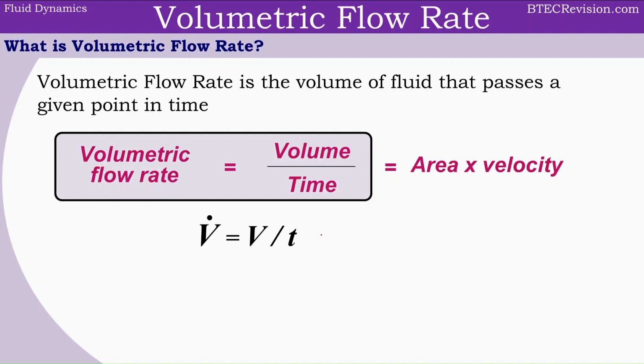We can also write volume as area times displacement. So therefore the equation becomes area times displacement divided by time. And we can leave area as it is, and displacement divided by time we know is velocity. So we can write this as area times velocity. So the second form of this equation is volumetric flow rate equals area times velocity.